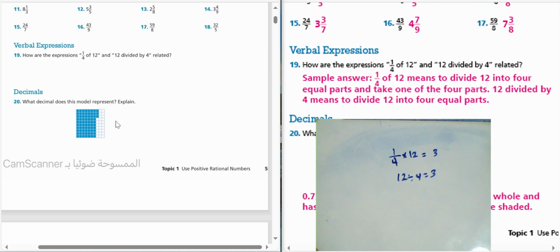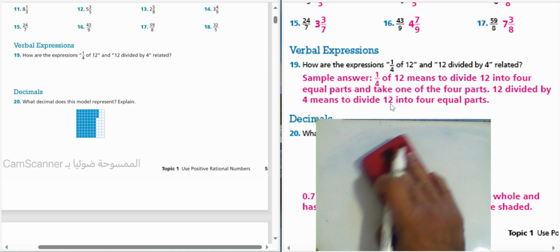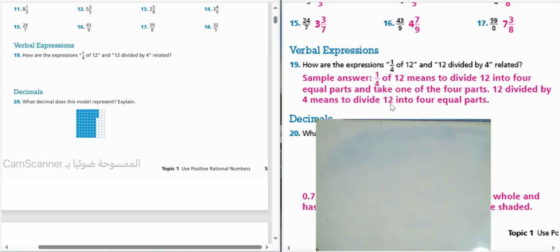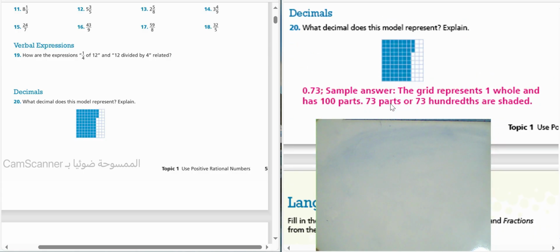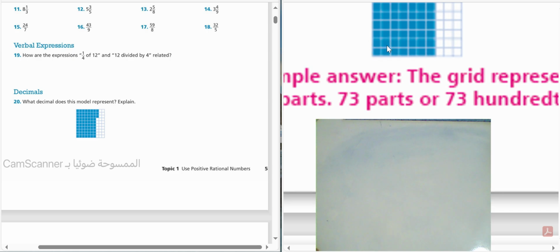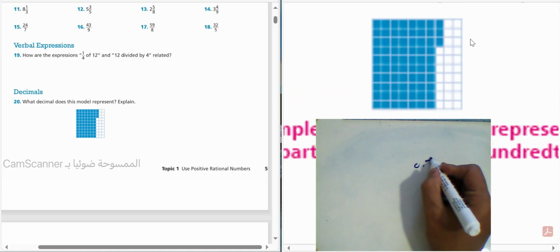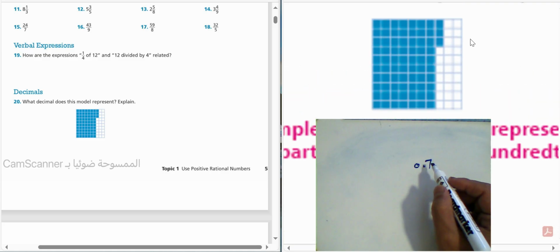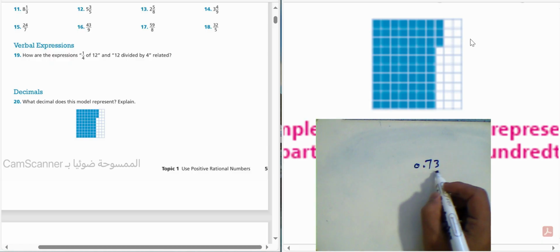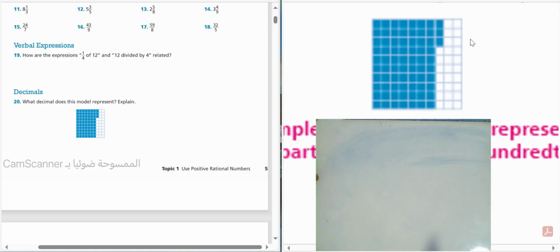We count the vertical strips and the parts. The vertical strips represent tenths and the squares represent hundredths. Then we can count here 1, 2, 3, 4, 5, 6, 7. We have 7 vertical strips, right? That is 0.7, and the hundredths will be 3, so the result will be 73 hundredths. The answer here will be 73 hundredths.